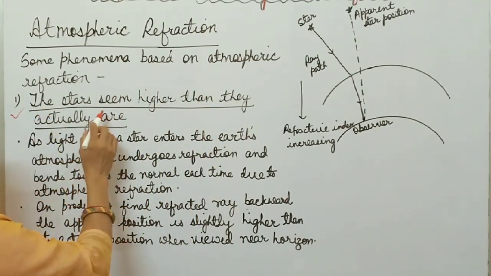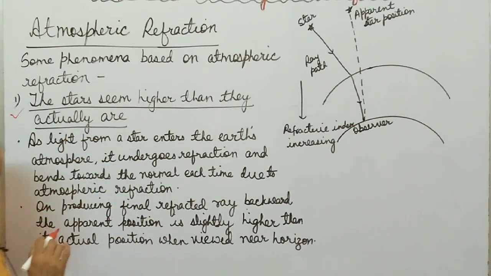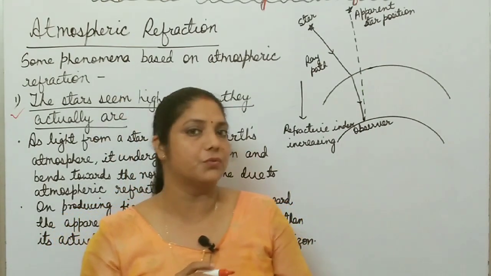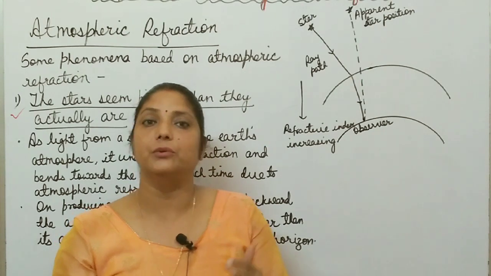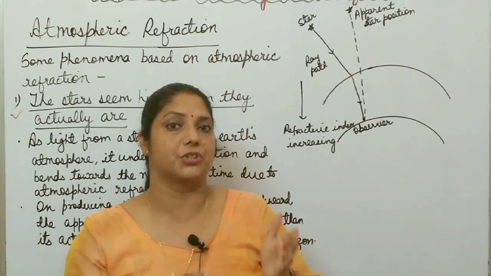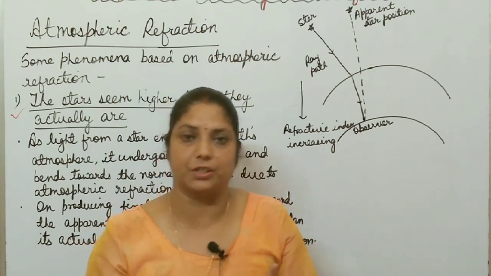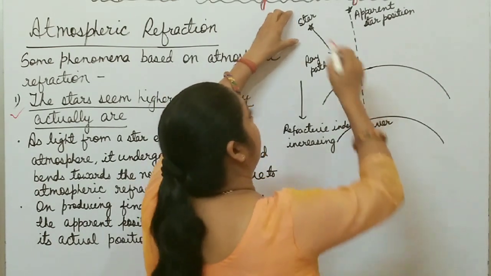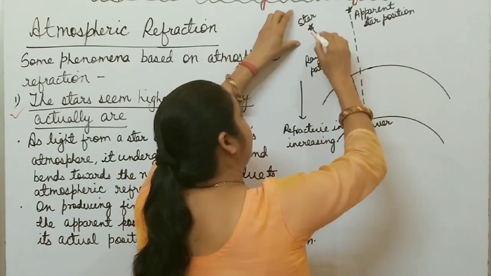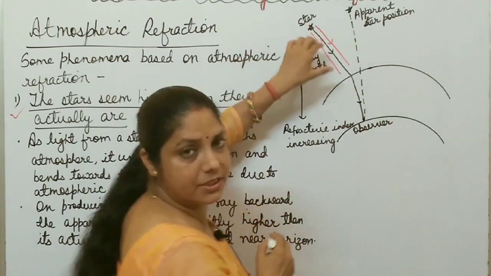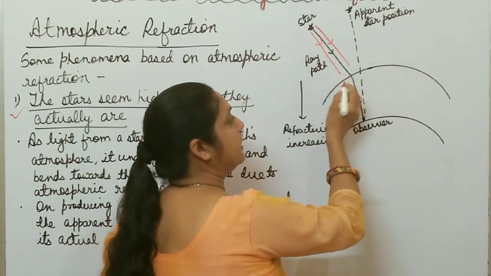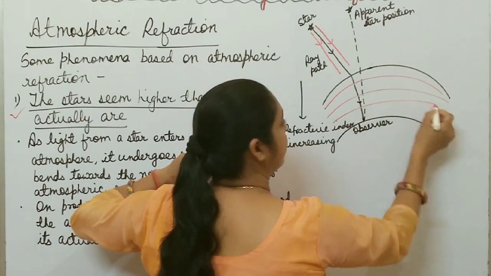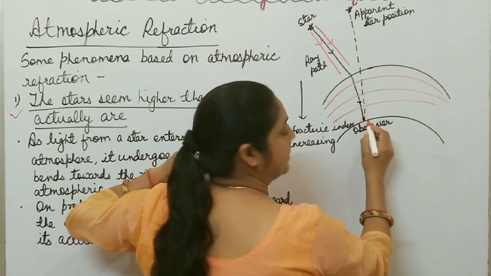First one is that stars seem higher than they actually are, and it is due to atmospheric refraction. We already discussed what atmospheric refraction is, and you are able to observe the apparent position of the object in the sky instead of the actual position. How does it happen? Suppose this is the actual position of a star, and light rays are coming from this star. There are different light rays coming from this star, right? Now these rays, when they enter the Earth's atmosphere, from here different layers of the Earth's atmosphere start, right? And this one is the surface of the Earth, right?